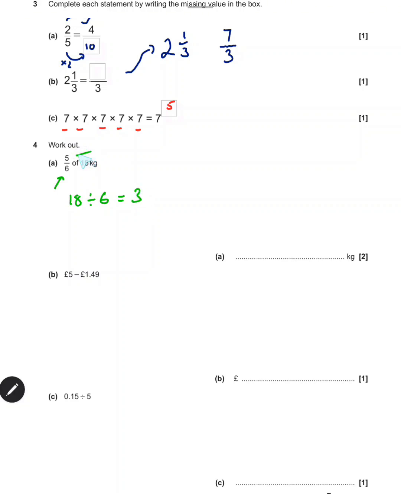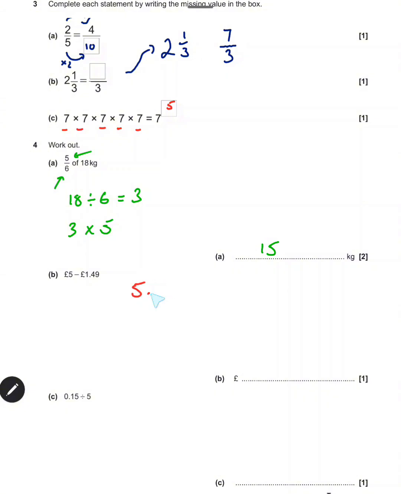And then I'm going to multiply by this top number. So take your answer 3. Multiply by 5. 3 5s are 15. Part B, we've got some subtraction to do. We've got £5, take away £1.49.